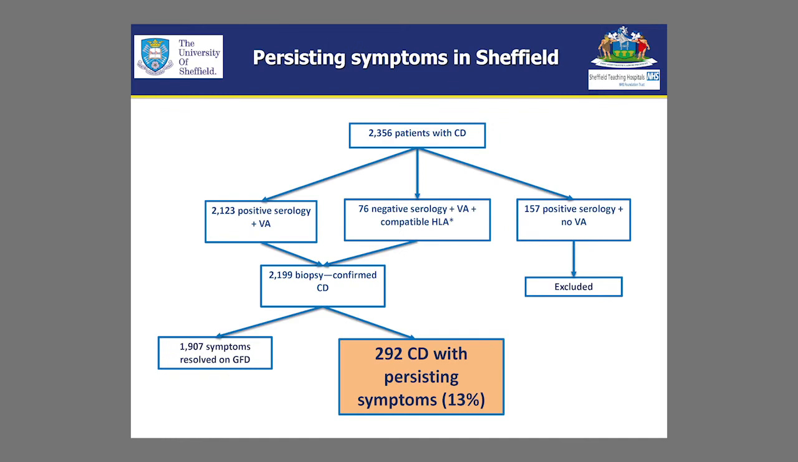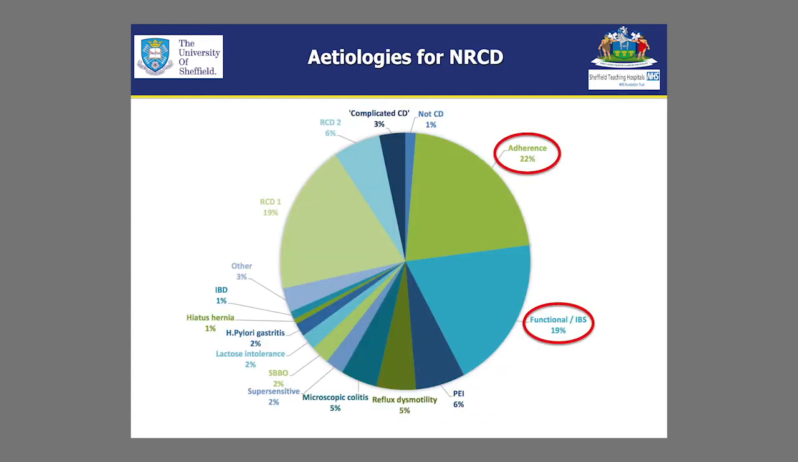So we looked at our patients with persisting symptoms here in Sheffield to see what the outcome of these patients was. We have about 2,500 patients in our centre, and out of those, about 300 or so presented with persisting symptoms. So this next slide shows you what the outcomes were for these patients. And you can see it's pretty varied, and actually not everything is due to celiac disease. So you'll see there's some diagnoses of IBD, microscopic colitis, H. pylori gastritis. So it's quite wide in terms of diagnosis for non-responsive patients.